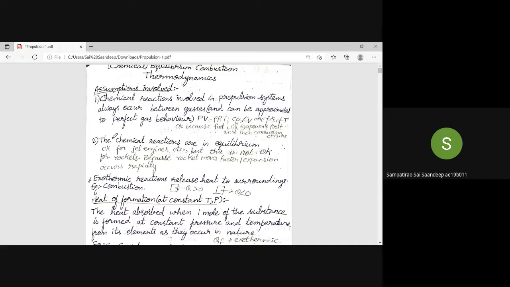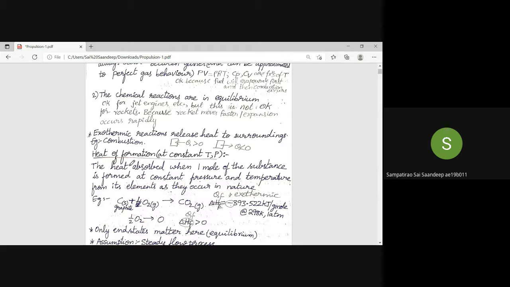Second assumption is that the chemical reactions are in equilibrium. This is okay for jet engines but not okay for rockets, because in rockets expansion will occur very rapidly, which causes unsteadiness. And due to this they are not in equilibrium.